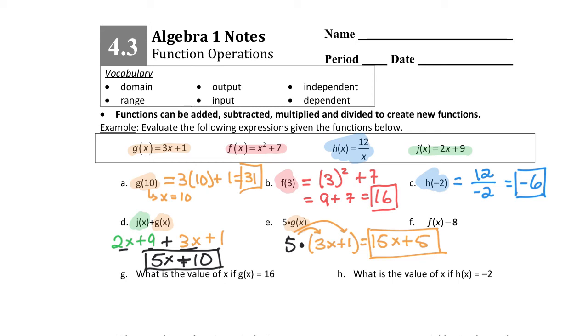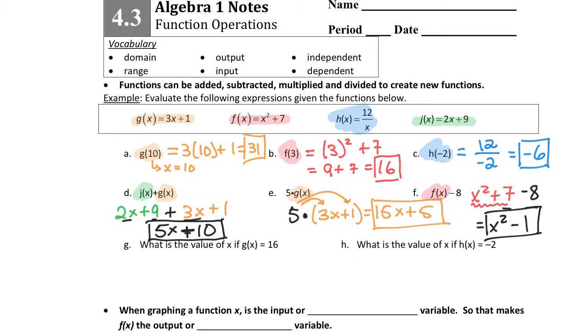I want you to give F a shot on your own, and then let's see how you did. For this one, you should have replaced the f of x with x squared plus 7, and then you can see that the 7 and minus 8 are like terms. We will end up with x squared minus 1.